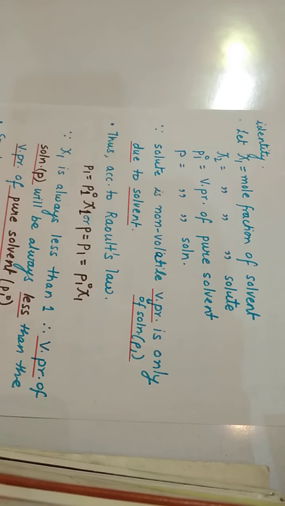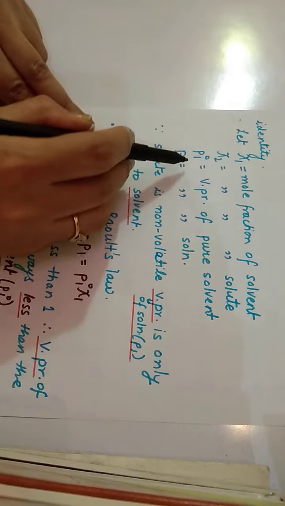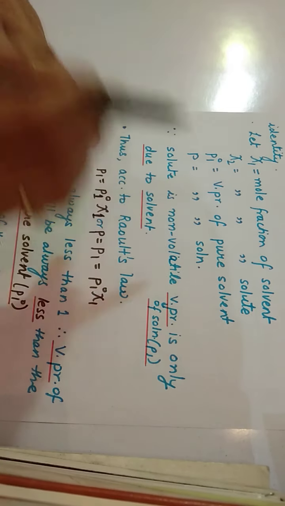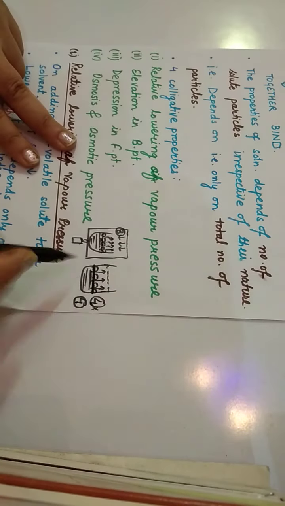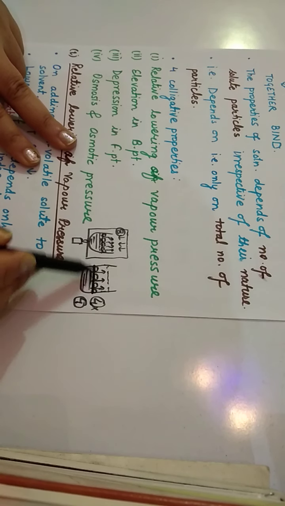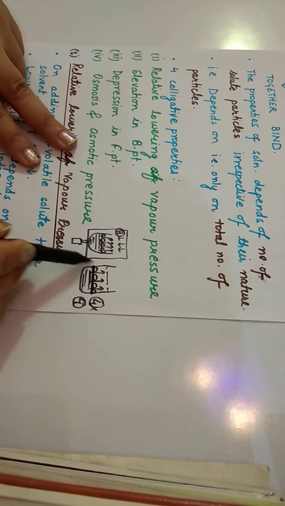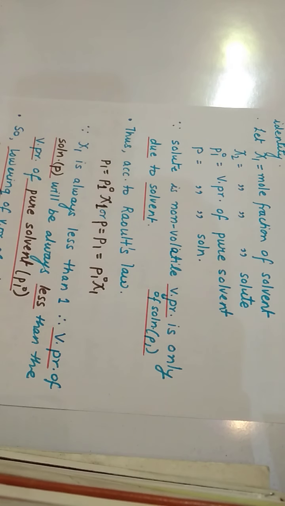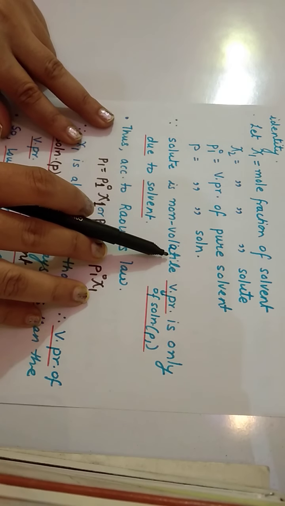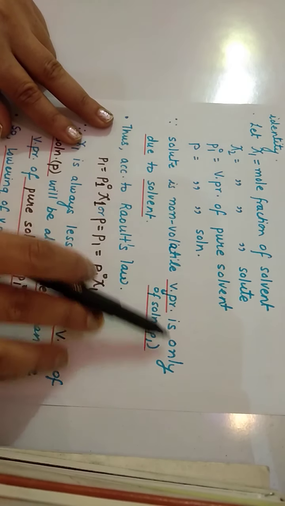So it is the vapor pressure of pure solvent, P1 naught, and P is the vapor pressure of the solution. Solution is formed by adding non-volatile solute into a solvent. So P is the vapor pressure of the solution. Now, the solute is non-volatile. So the vapor pressure of solution.